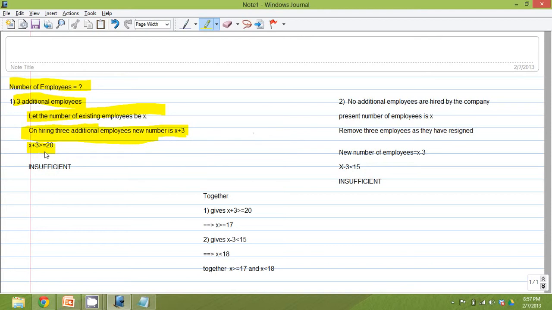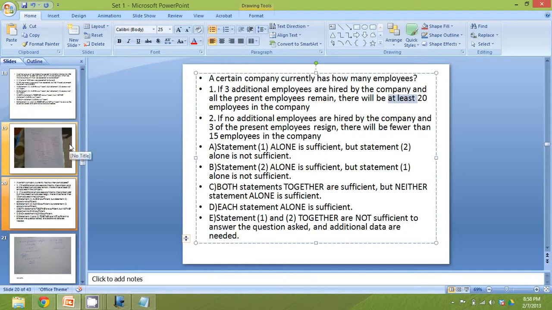That is, if I subtract 3 from both sides of the inequality, I would get X is greater than or equal to 17, and now that we clearly know is insufficient. So the first statement in itself is insufficient. Now let's see the second statement.